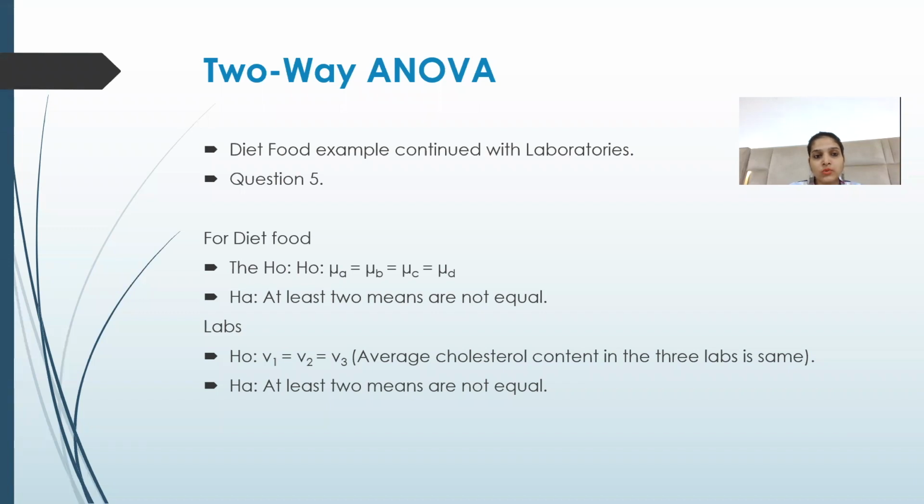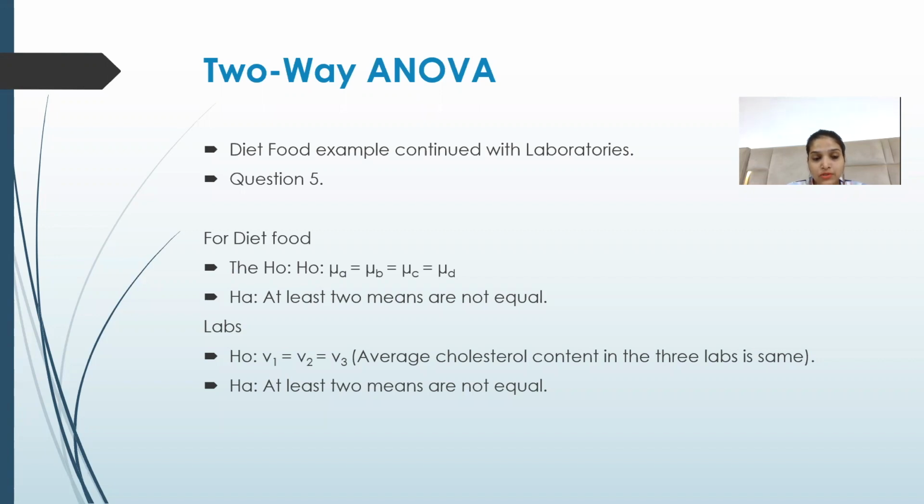Now I'm moving to two-way ANOVA. We use two-way ANOVA when we are having two factors. Suppose in our diet food example, we are also having the laboratories data. So now I will be having two null hypotheses. One for the diet food, second for the labs.